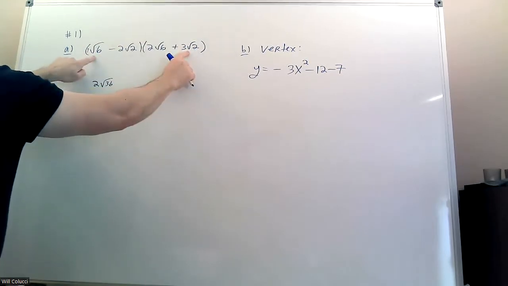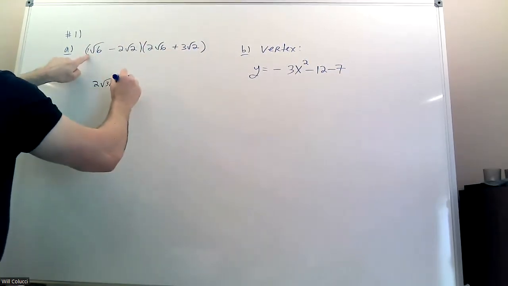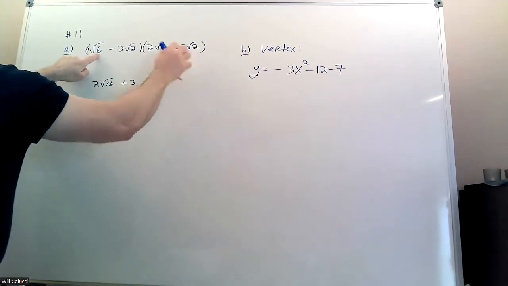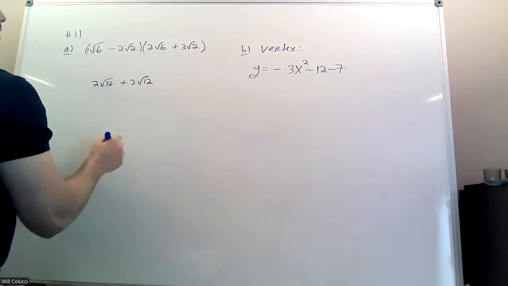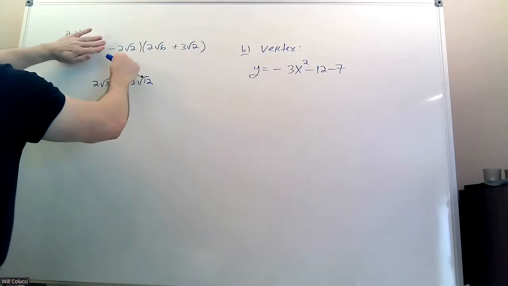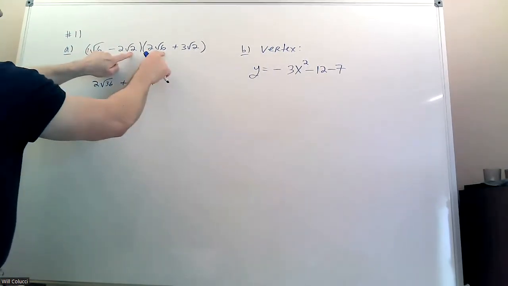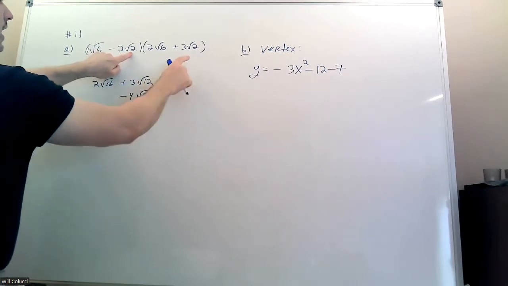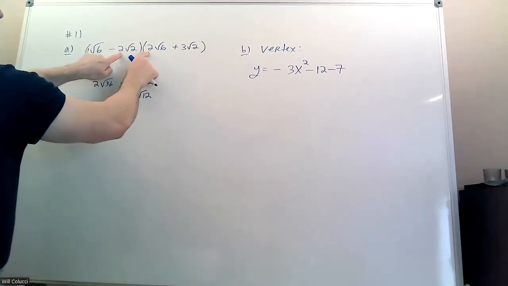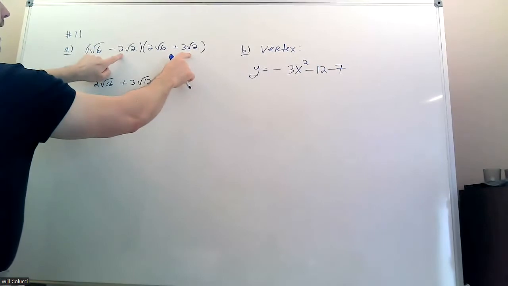Now we're going to do the outer. 1 times 3, positive 3. Radical 6 and radical 2 make radical 12. So now we're done, right? First, outer. So now we do inner. Negative 2 times 2 is negative 4. Radical 2 and radical 6 is radical 12. Again, take your time with it. Do it nice and slow. Outside, inside. And then the last.